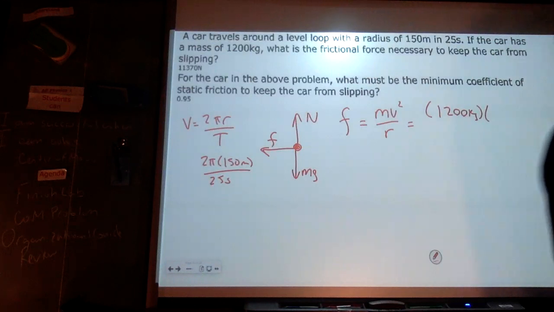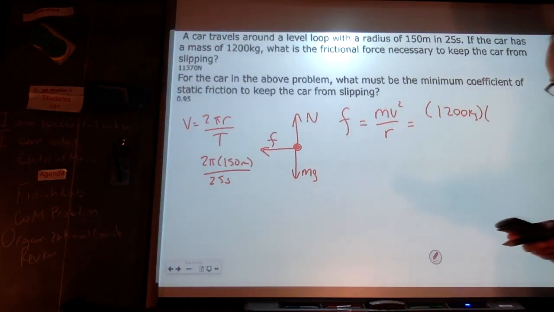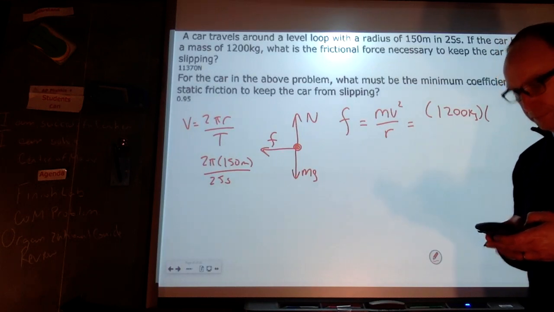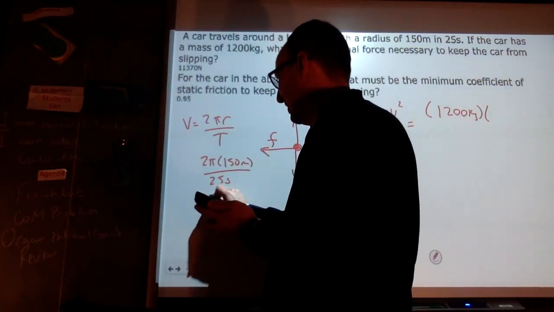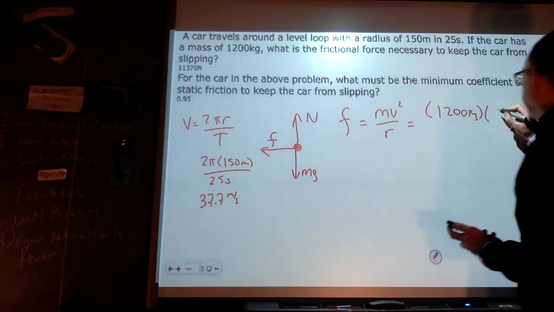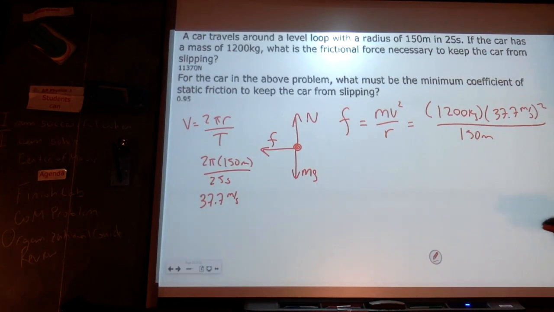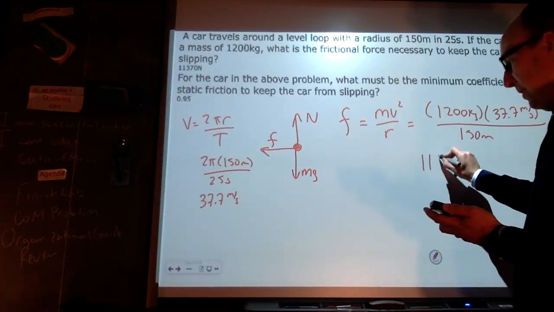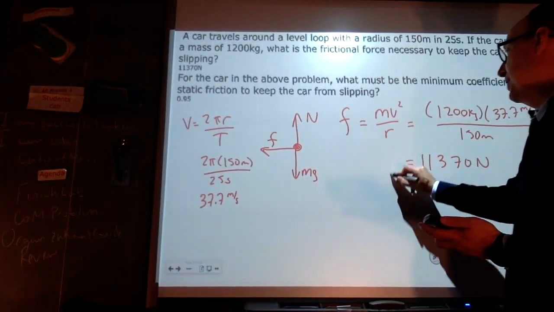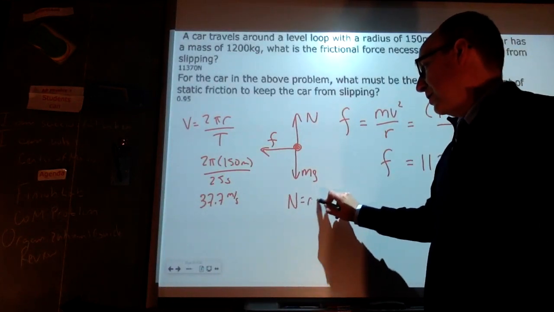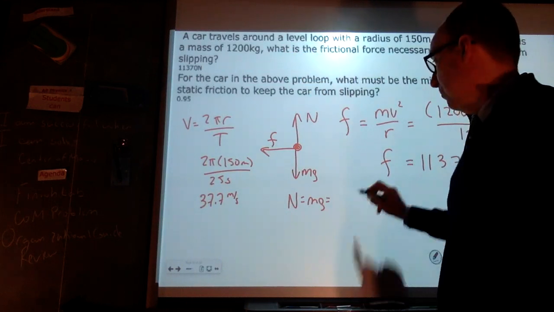So I'm going to have 300 pi divided by 25. Gives me 37.7, I'm going to say, meters per second. That's squared, and then our radius is 150. So I have 11,370 newtons is friction. In the y direction, our normal is just going to be equal to the weight, because that's F net equals 0. So that's going to be 1,200 times 10, which would just be 12,000.